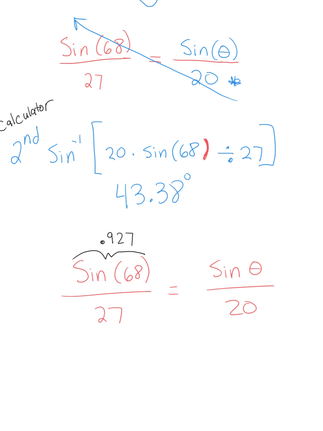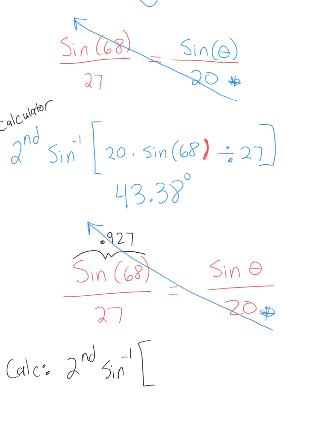Okay, so now we hit the second sine again. So now when we go to our calculator, we hit second sine. Inside that second sine, we cross multiply. Again, we start right here. So 20 times 0.927, and then we divide it by 27.